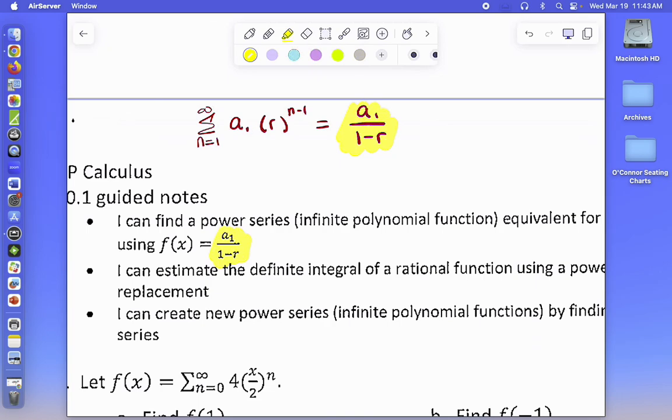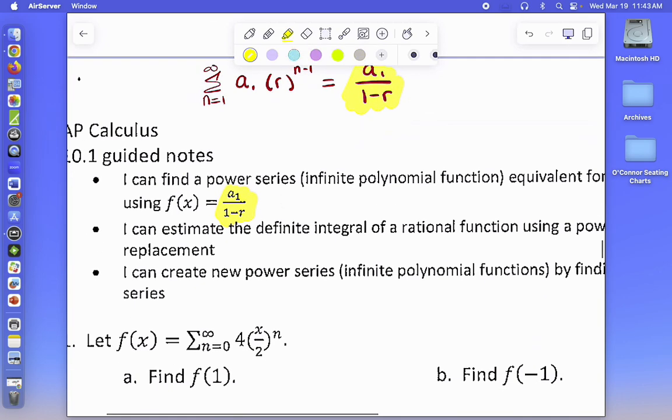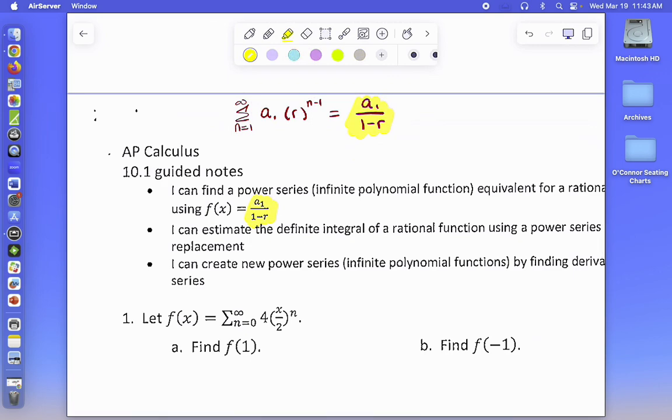So now what we're going to be looking at is kind of working backwards. If I can write this series, this sum, in the form of a geometric series, then I can figure out what it equals using what I already know. Okay, so here's my first example.